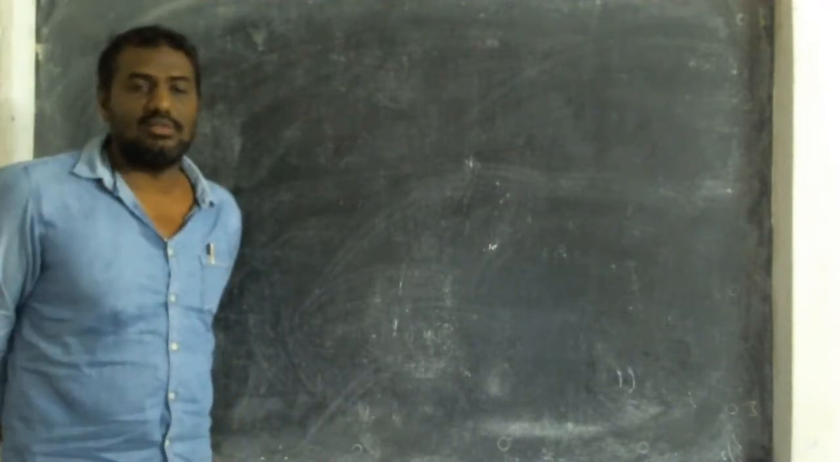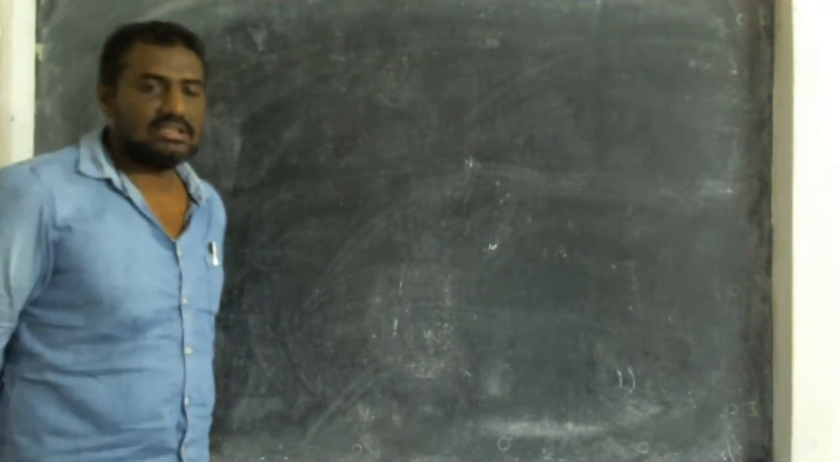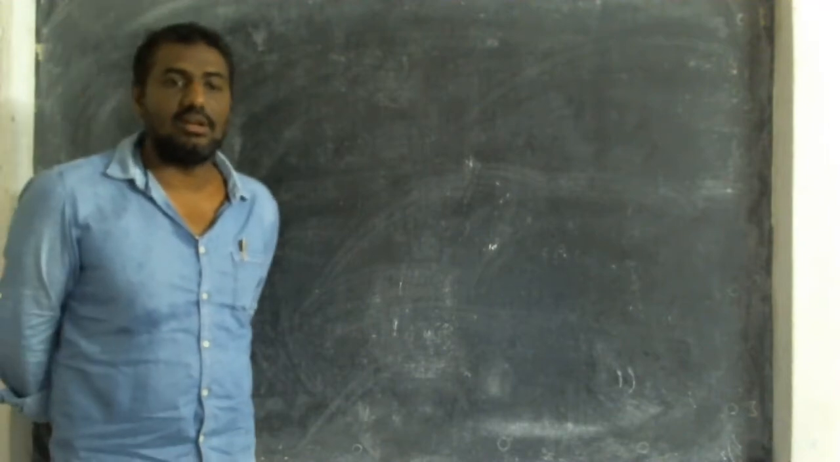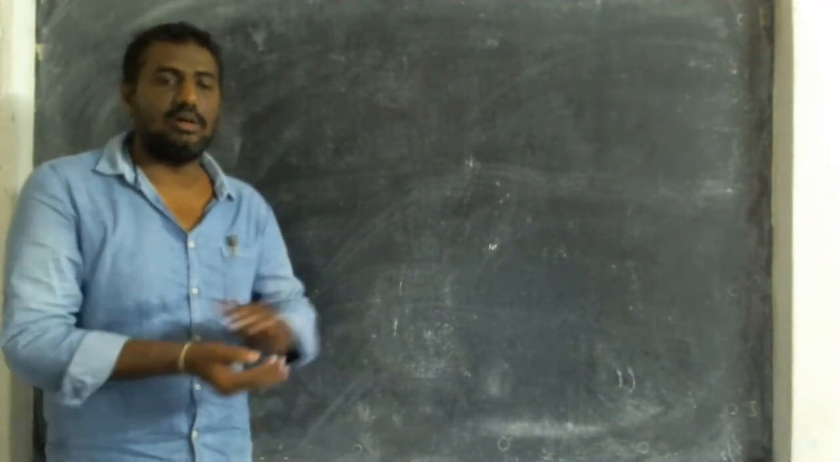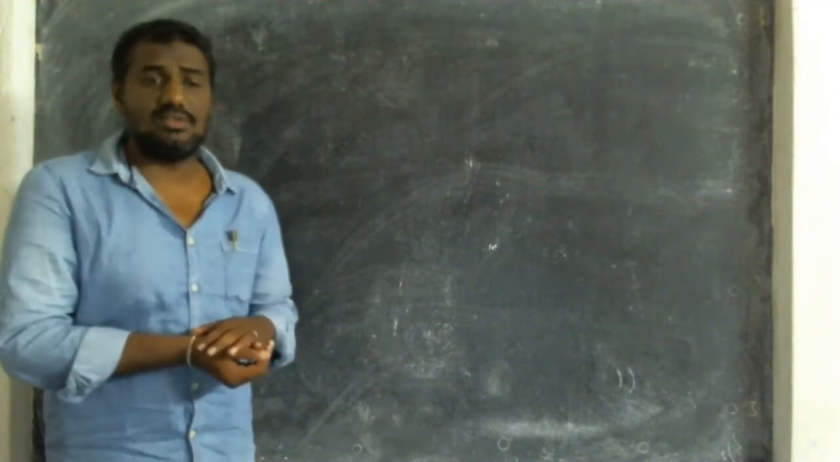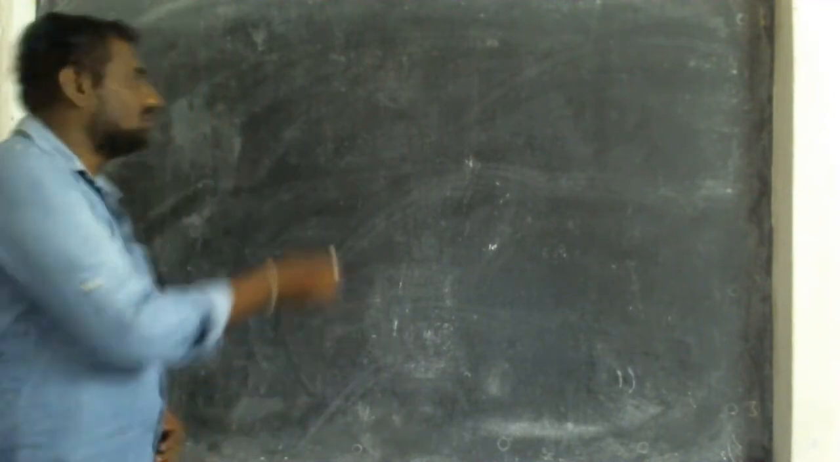Hi children, today we'll go for rational numbers. Generally, you might have studied these rational numbers in your ninth standard, in the form of p by q. The numbers which are in the form of p by q where q is not equal to 0.